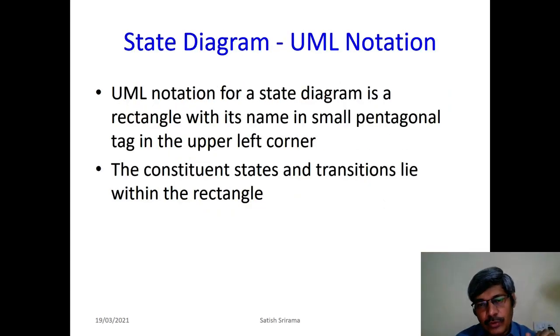In terms of the UML notation for the state diagram, you show the state diagram within a rectangle, and you have the name in the upper left corner. A small pentagon tag will be there in the upper left corner. I will be showing the figure in the next slide. All the constituent states and transitions lie within that rectangle.